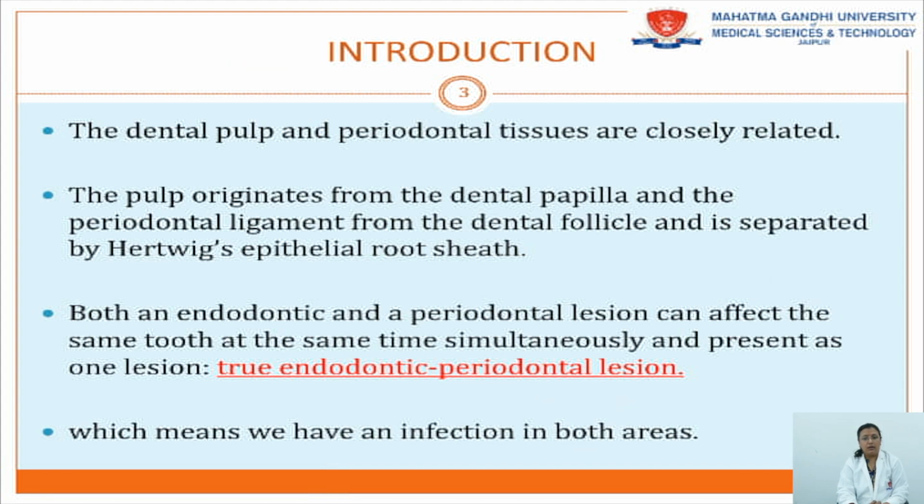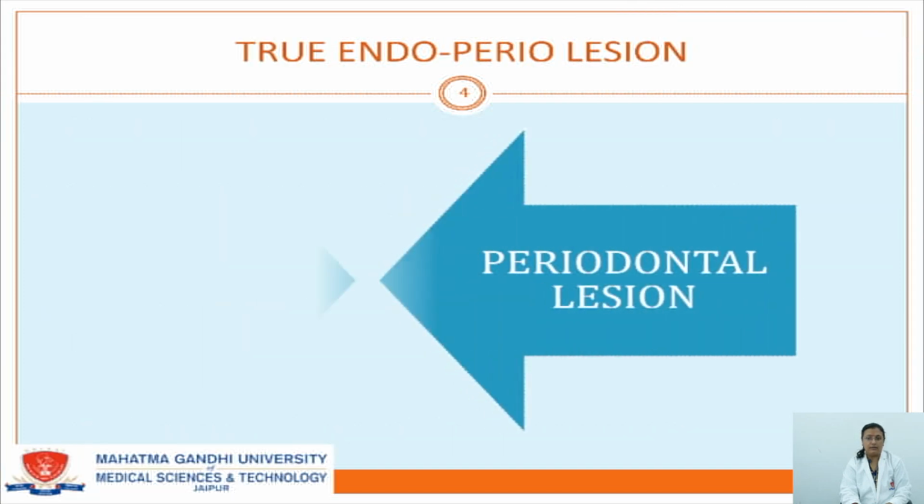So coming to the introduction, what do you mean by endoperio lesion? That means the pulp and the periodontal tissues are closely related. Both endodontic and periodontal lesions can affect the same tooth at the same time, simultaneously. So they are known as true endodontic and periodontal lesions. That means they have infection in both the areas.